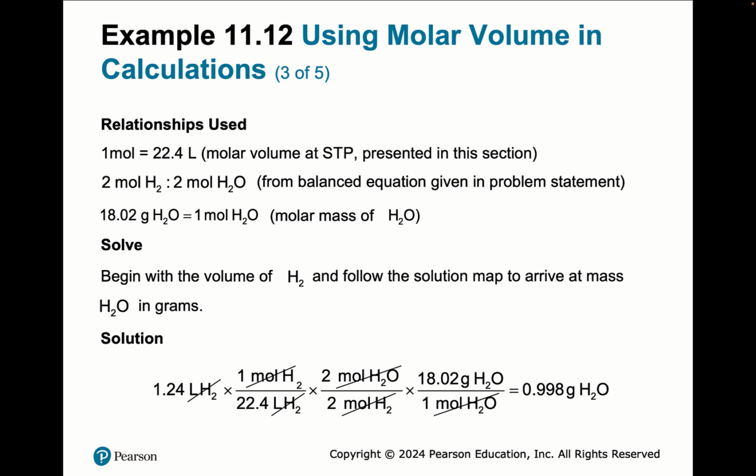From this, and using the balanced equation, the nice thing is there's a 1-to-1 molar ratio between water and hydrogen. So we start with liters of hydrogen, convert to moles of hydrogen, convert to moles of water, multiply by the molecular weight of water, and we get just about a gram of water. So that makes sense.